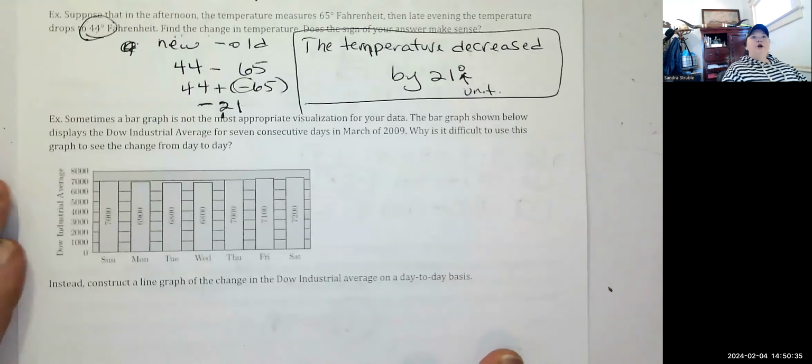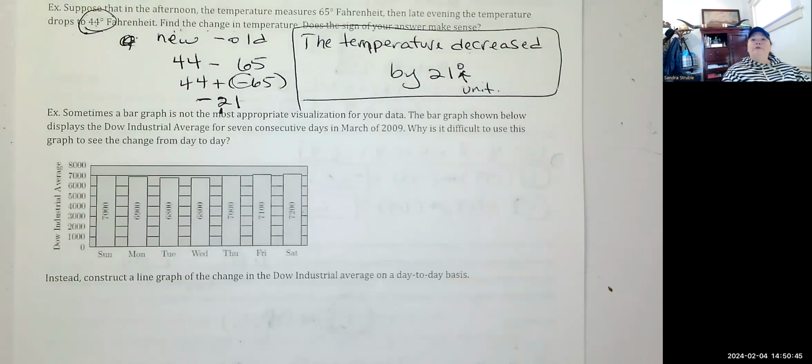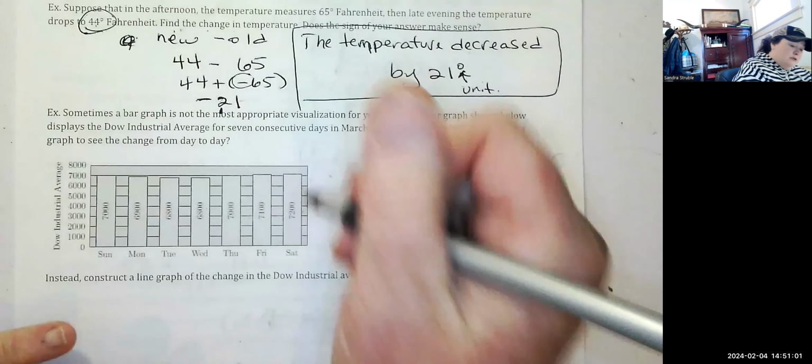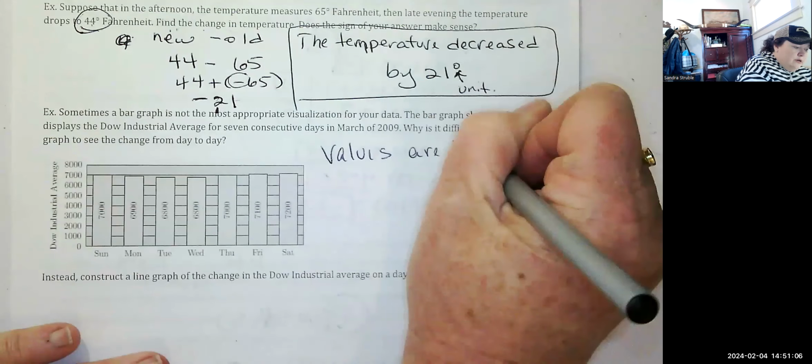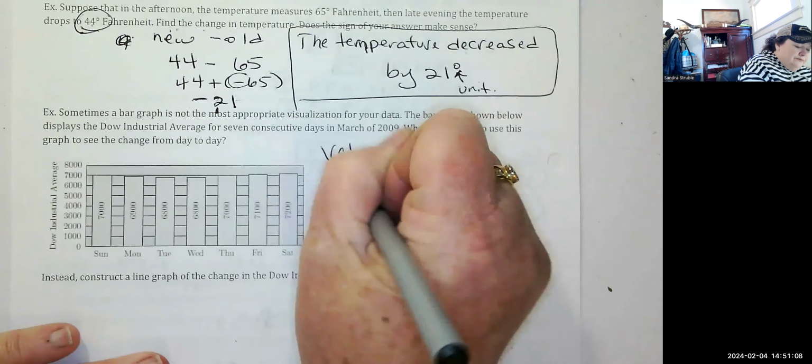All right. Sometimes the bar graph is not the most appropriate visualization for your data. The bar graph shown below displays the Dow Industrial Average for 7 consecutive days in March of 2009. Why is it difficult to use this graph to see the change from day to day? To me, they all look pretty darn close to the same. That would be my answer. The values are too close together to notice a change.